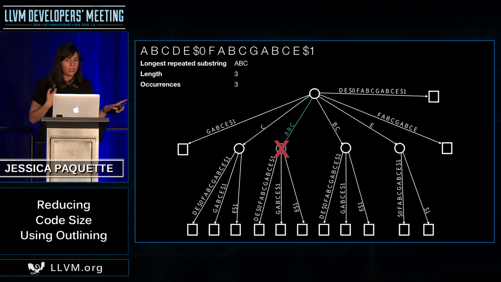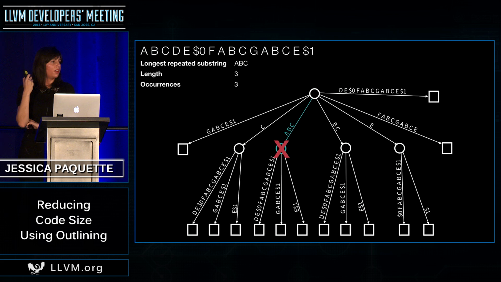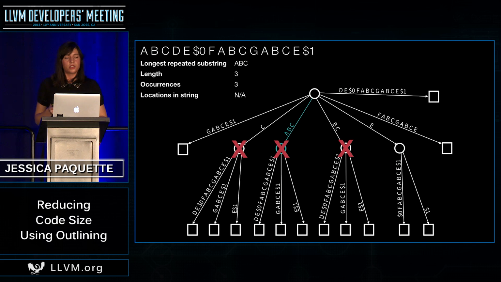But we're not done. In this string, every instance of C and BC is contained in an instance of ABC. So we have to invalidate those nodes as well. So we'll just say that we'll prune them out of the tree. This is going to prevent us from trying to outline certain types of overlapping cases. Just so you know, you don't have to find these instances manually. The full construction algorithm gives us a way to do this quickly. All right, so now we just need to find out where ABC occurs in the program and outline it.